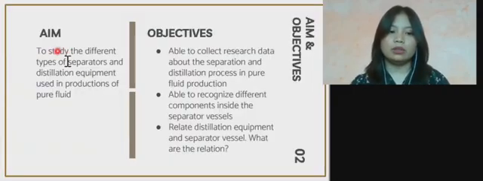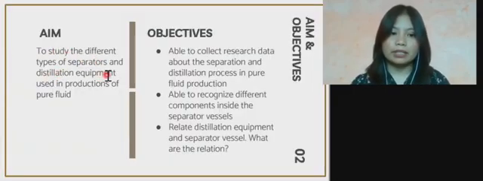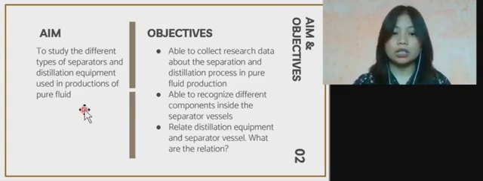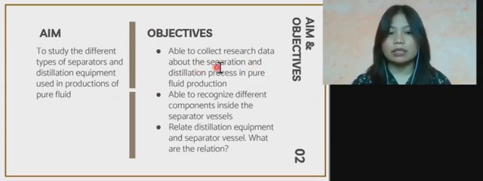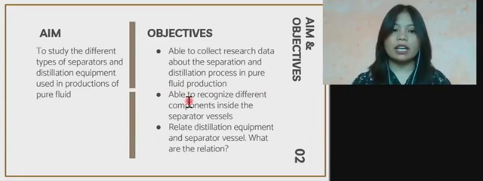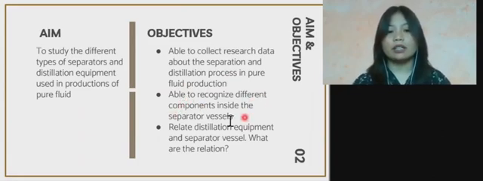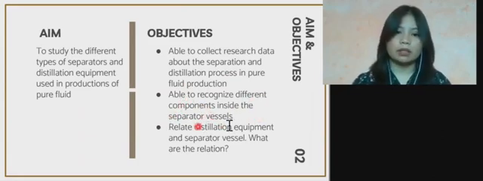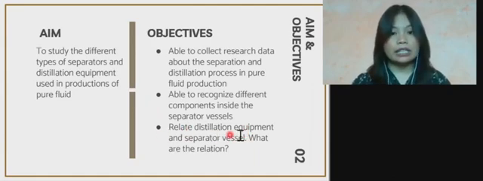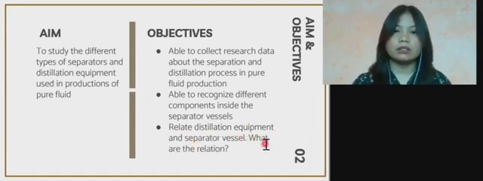At the end of the day, the aim is to study the different types of separators and distillation equipment used in the production of pure fluid, which in this case is in the oil and gas industry. The objective is to be able to collect research data about the separation and distillation process in pure fluid production, to recognize the different components inside the separator vessels, and then relate distillation equipment and separator vessels, like what is the relation?